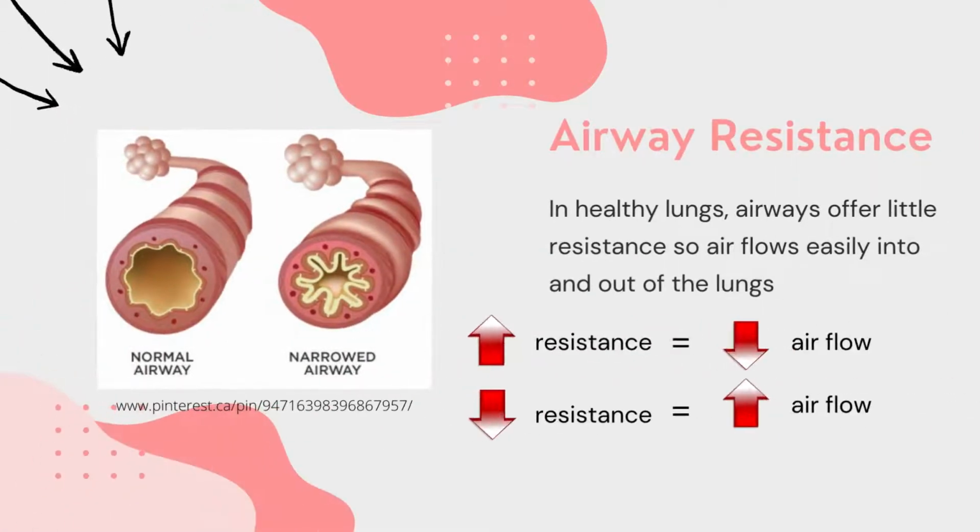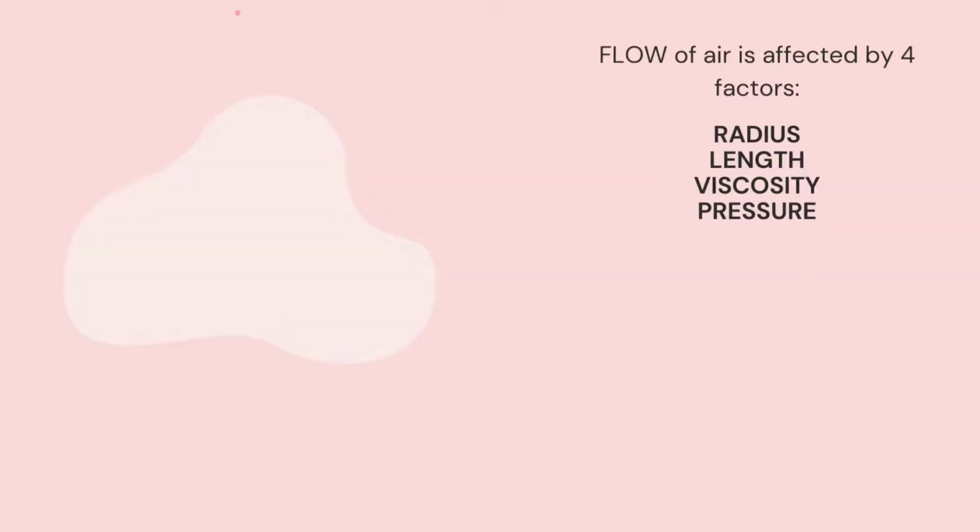Airway resistance is another factor that affects pulmonary ventilation. In healthy lungs, airways offer little resistance, so air can flow easily into and out of the lungs. If we increase resistance, we decrease airflow, and vice versa.